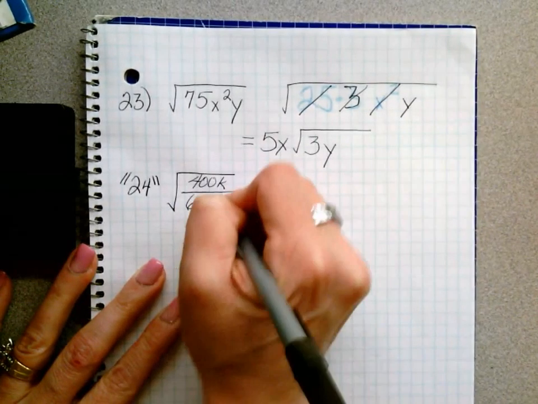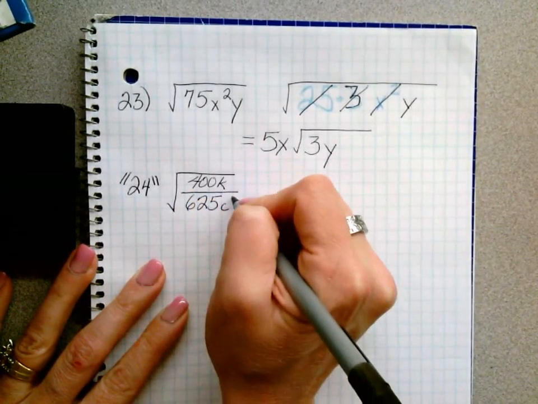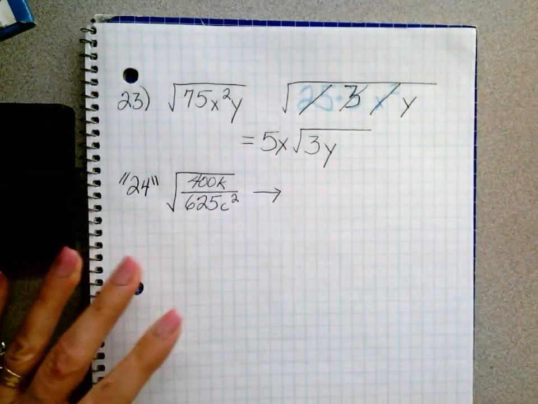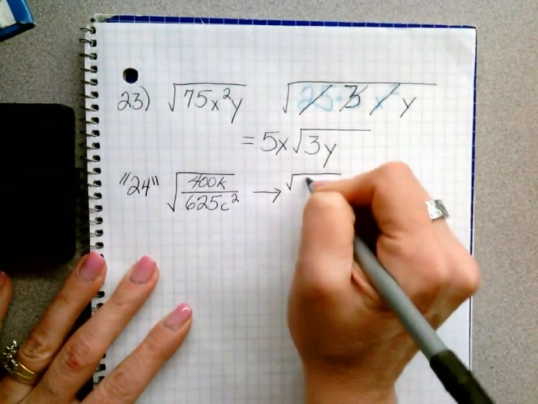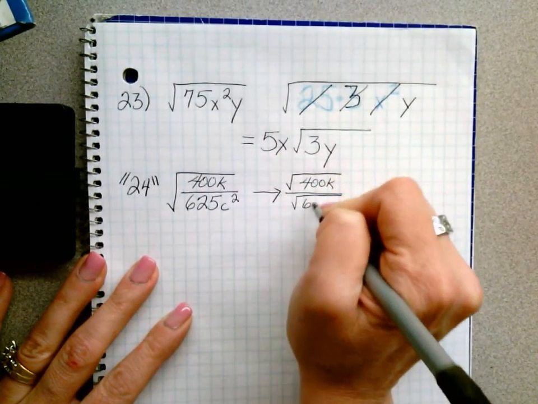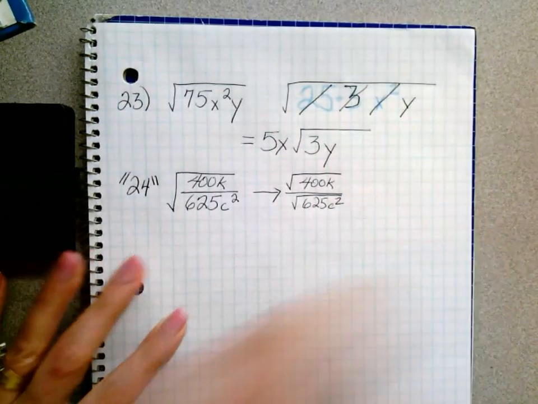This one's a little bigger. Okay. The square root of 400k over the square root of 625c squared.